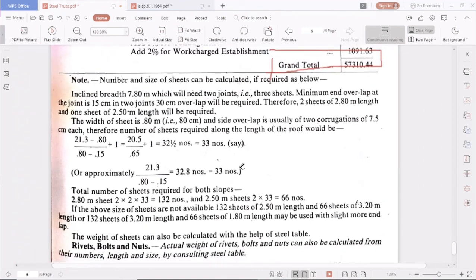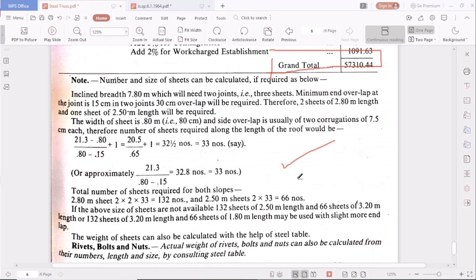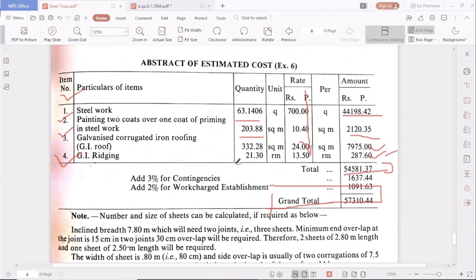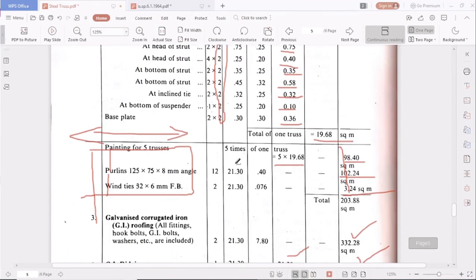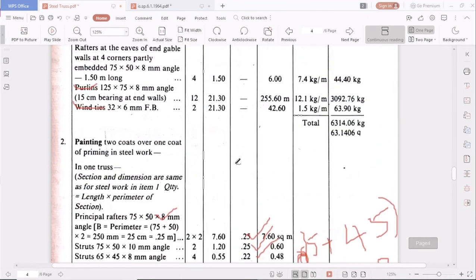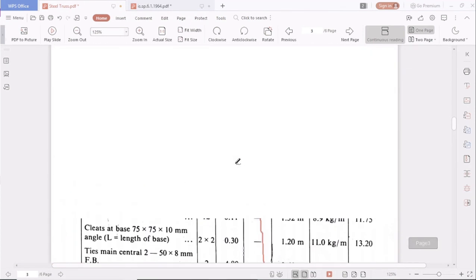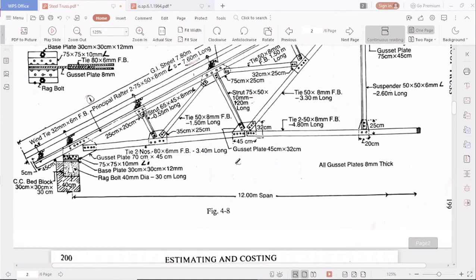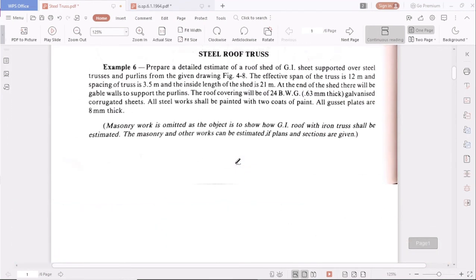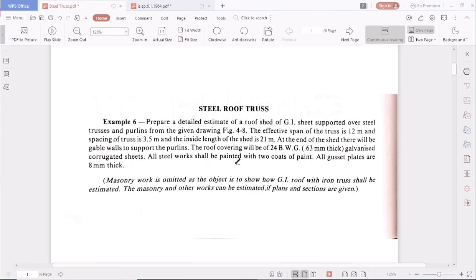Some calculations are given to estimate how many GI sheets are required to cover the full truss. This is the calculation. For your reference, I am giving you the PDF in the link. So in this way we estimate the quantity and the cost with the help of the SR rates of the local authority, to complete the estimation of the steel roof truss. I hope you understand. Thank you.